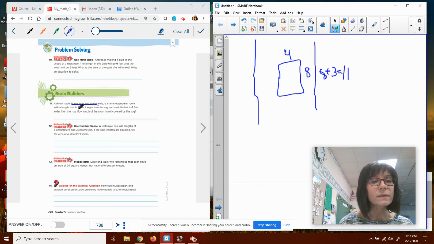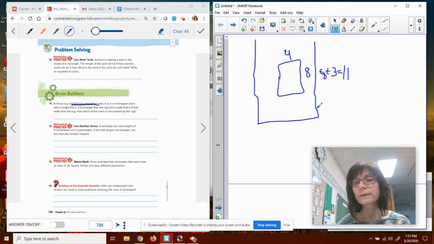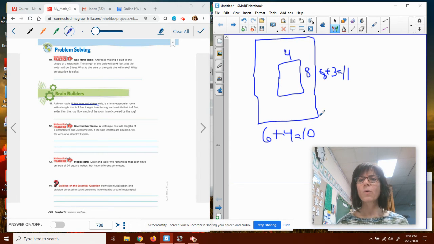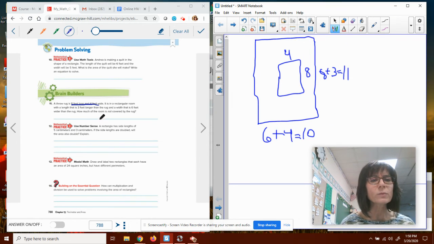The width is 6 feet wider than the rug. So if it was 6 plus 4, we know 6 plus 4 here is going to be 10. All right, and this makes sense. Your area rug is always smaller than the whole width of the room. Now let's look at the question we have to answer. How much of the room is not covered by the rug?